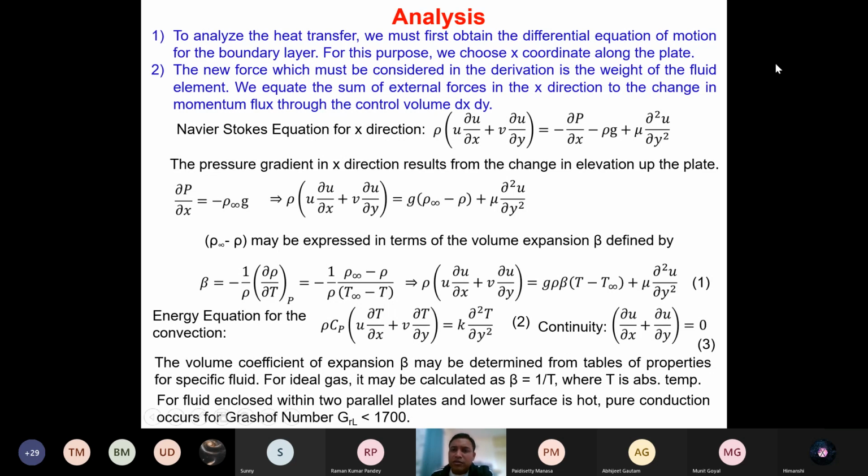So we can eliminate this dou p by dou x by using this. What we get is g times rho infinity minus rho, where rho infinity is the density of the fluid particles at the free stream, whereas rho is the density of the fluid particles at temperature T, which is higher than the free stream temperature T infinity. Do you all agree with me? Remember, this buoyancy force will act only when this density is lower, isn't it? Correct.